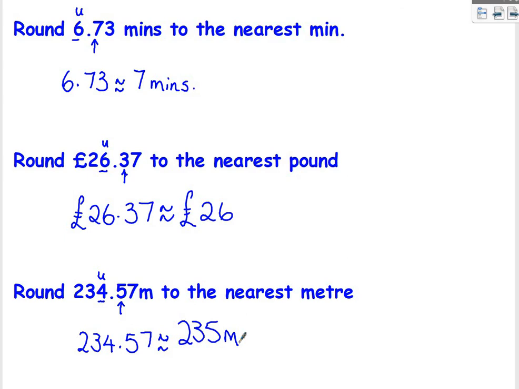So to summarise now, just to finish off, if there's a 5 or more after the decimal point, increase the units digit by 1. If the number after the decimal point is less than 5, the number in the units digit stays exactly the same. And that's the end of the lesson.